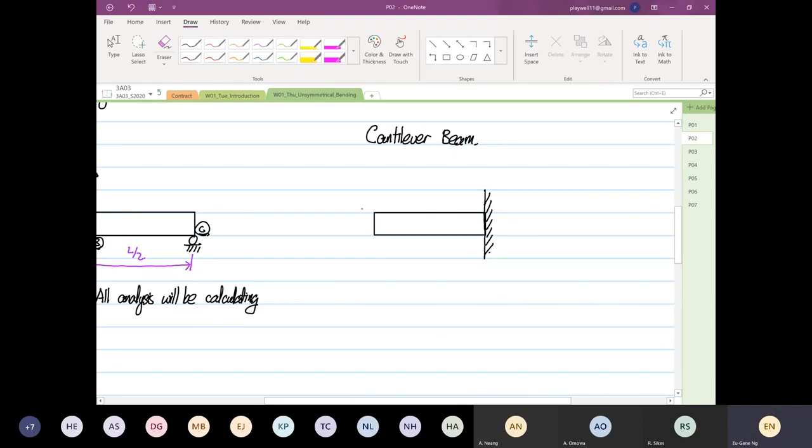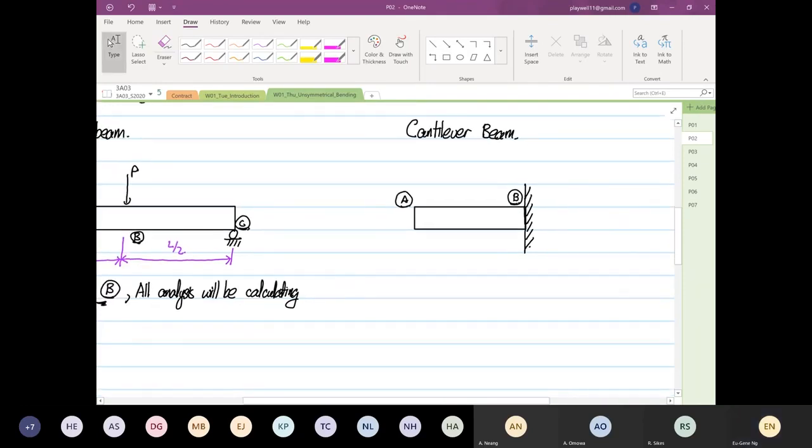This is point A, and this is my point B, right? And then I have a force down here, and the force down here is P over 2. Okay. And then the distance from here to here is L over 2. Okay.